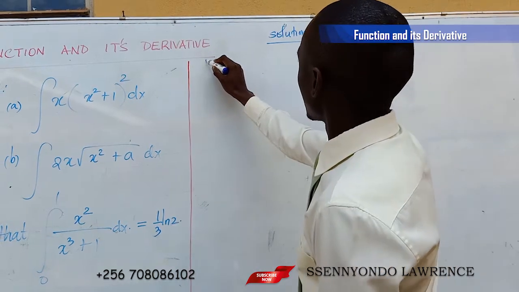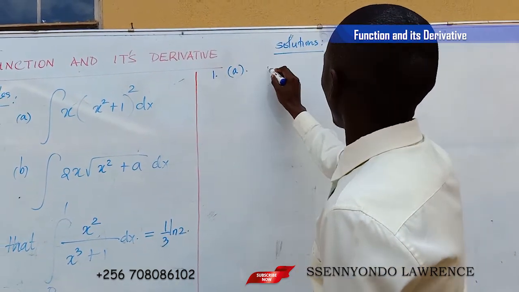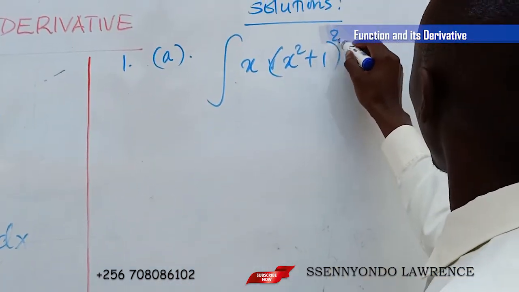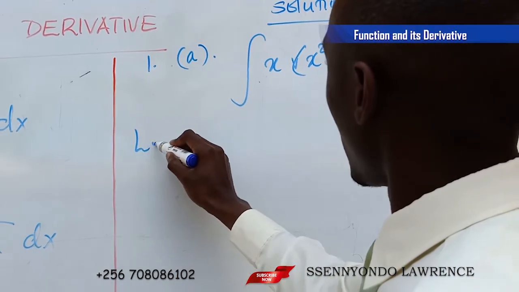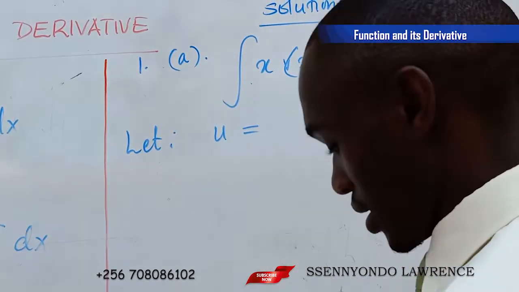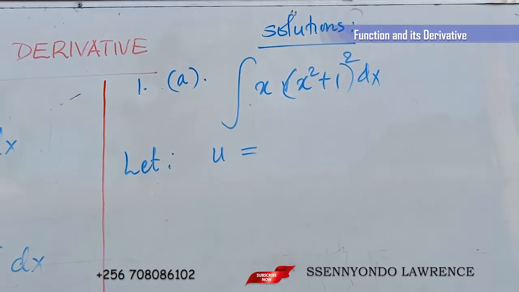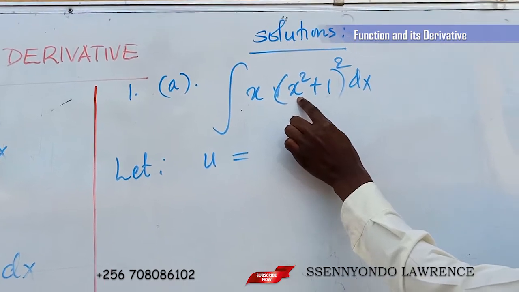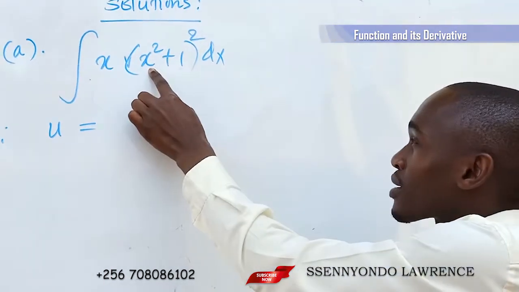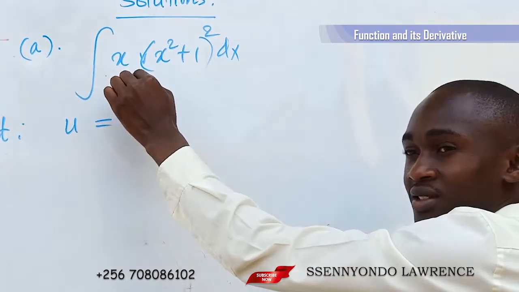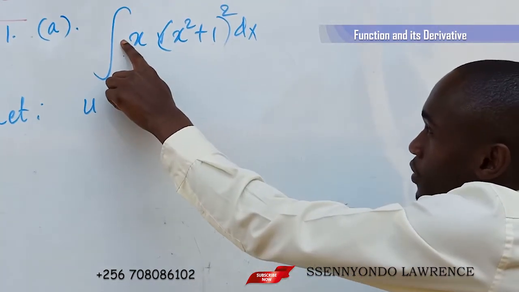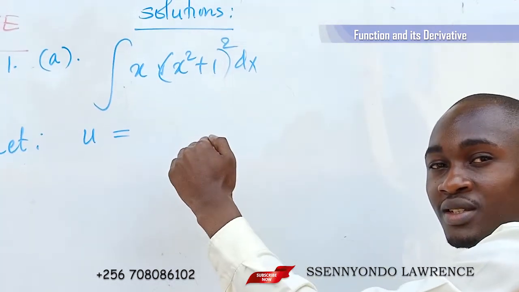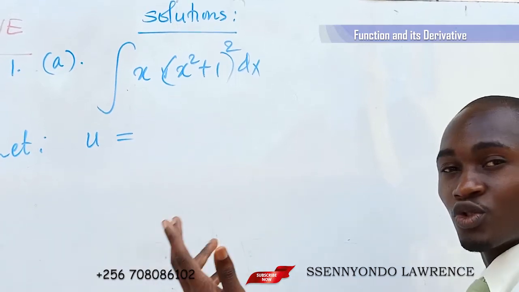Let's start with part A of number 1, where we are integrating x into x squared plus 1 all squared dx. So I'll let u be that function whose derivative I note. When I look keenly, I see x squared. When I differentiate x squared, I get 2x. But outside here I have x. However much the 2 is missing before it to be the derivative of this function, I should not hesitate to differentiate. That process is carried out in 2 ways.